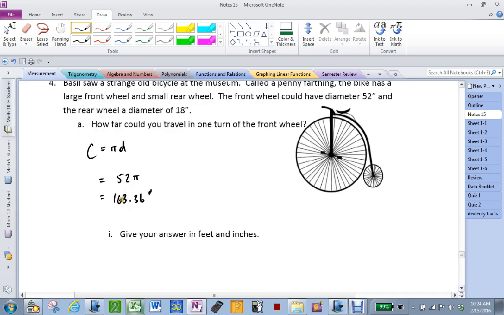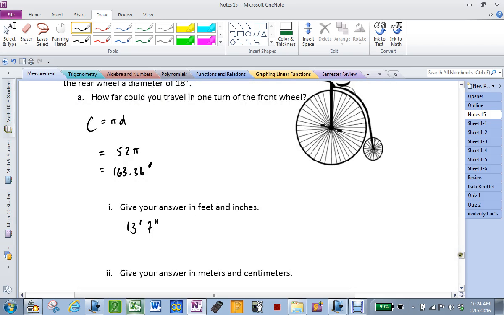All right, well, 163 is easy. 13 feet with how much left over? So 13 feet, 7 inches. Do we need to go smaller than inches? No.